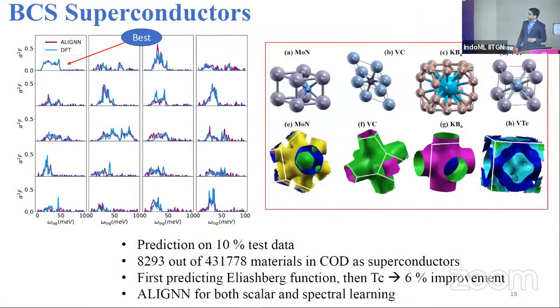I'm not going into the details, but we found that if you take the atomic structure and predict Tc, the transition temperature, versus if you take the atomic structure, predict something called the Eliashberg function, alpha squared F, from the ALIGNN model, and then predict the Tc, you get about 6 to 10% improvement. So it shows that if you take machine learning and apply physics domain knowledge to it, you get a much more accurate model. That's the lesson learned in this particular work.